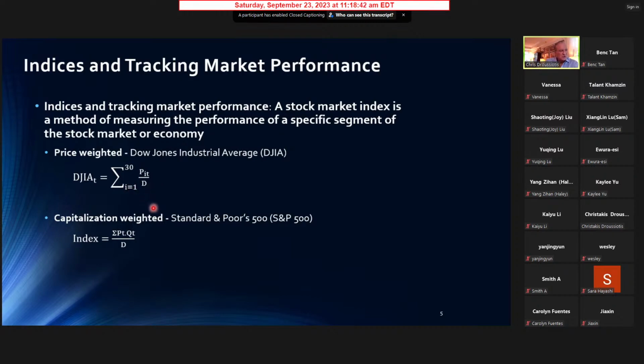So there are some benefits of using the S&P 500 to compare, especially when you're picking stocks and you want to compare. We're going to go through that again.